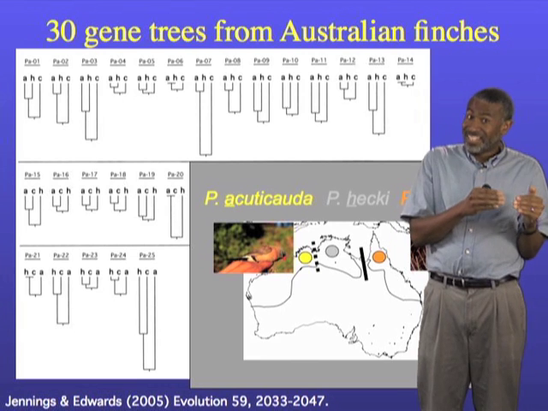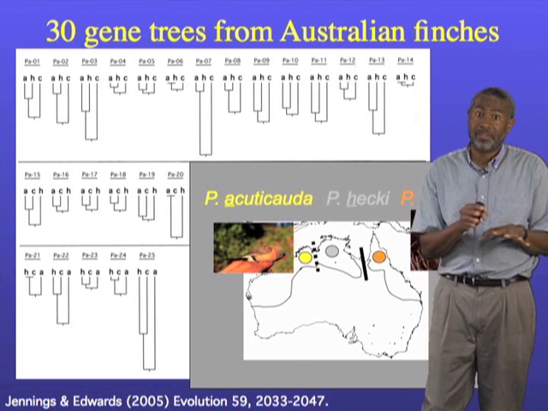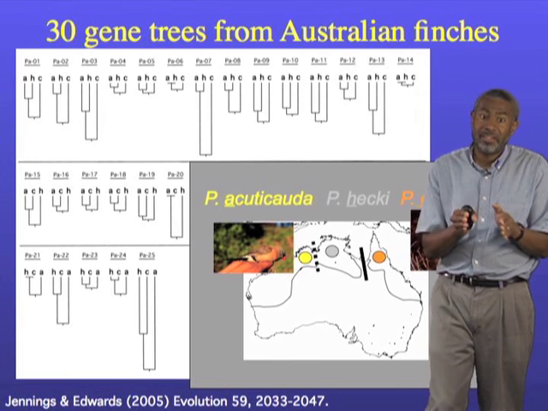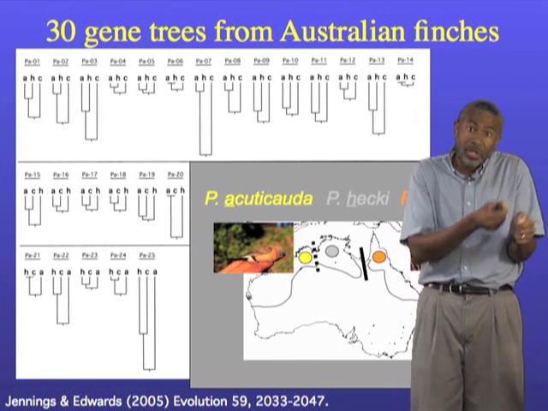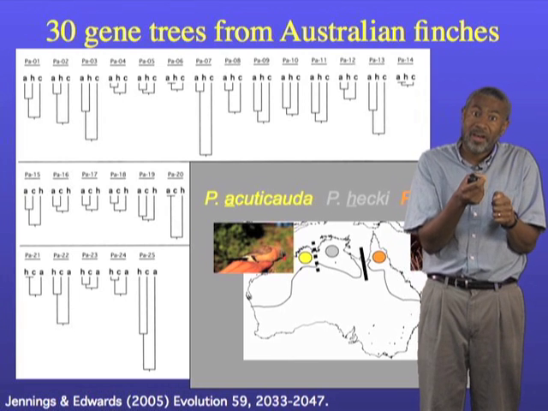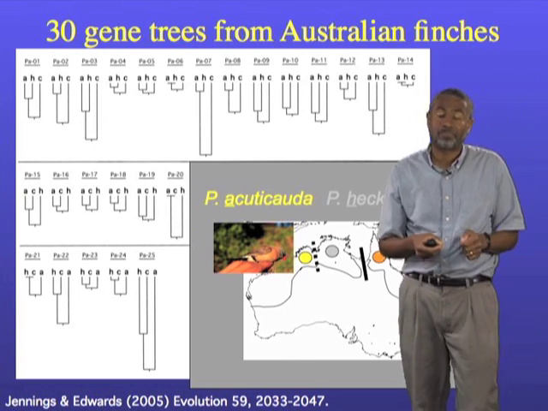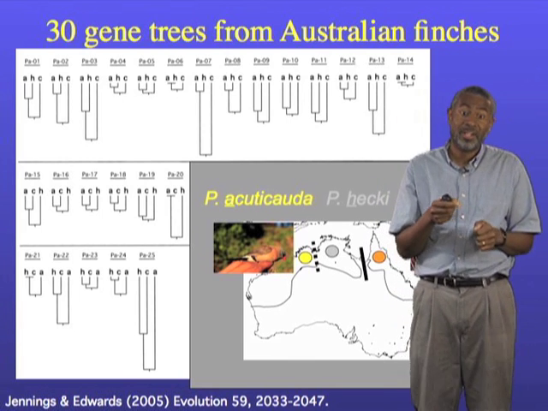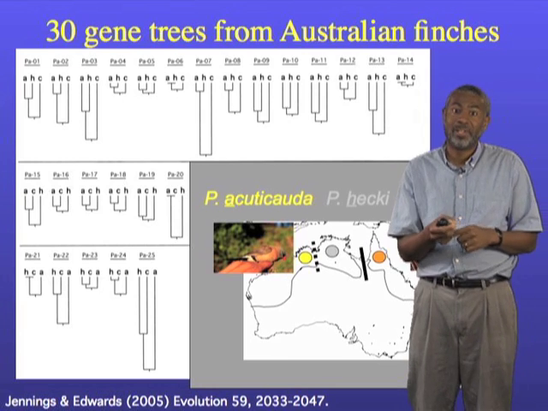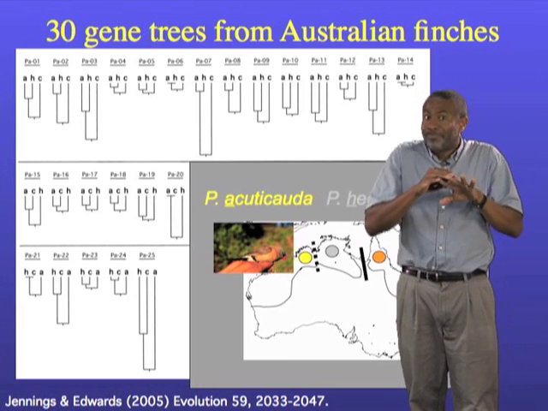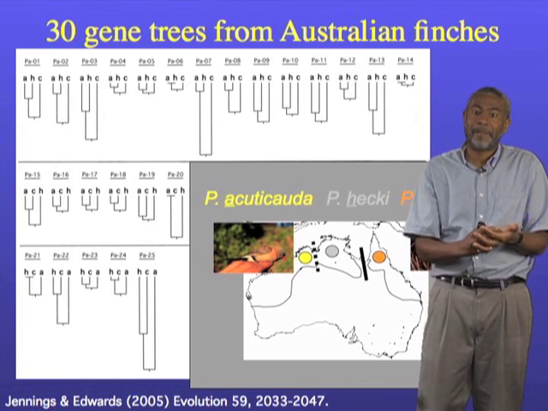But then you look at the next set of trees in the middle and the lower row, and it turns out those have different patterns. In the middle row, you can see that the cincta allele is actually more closely related to one of the western clades, the acuticata one, the long-tailed finch. In the bottom, you can see how it's the hecki allele as closely related to the cincta allele. Very potentially confusing. Doesn't seem to match the population history.